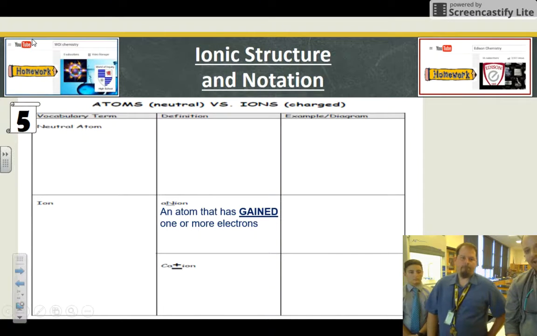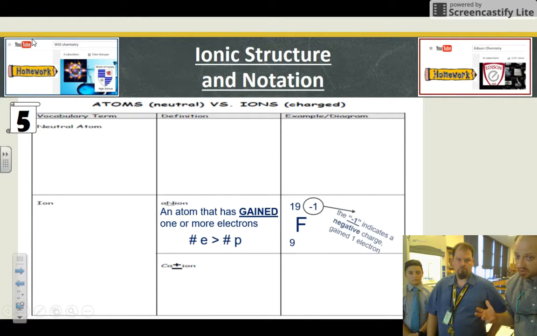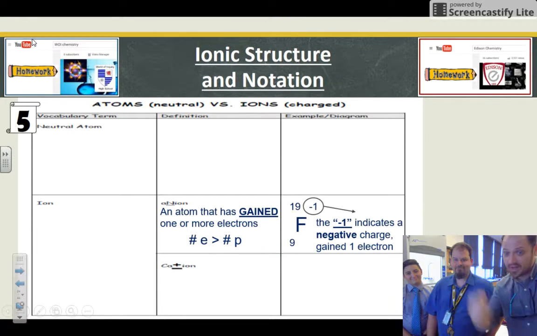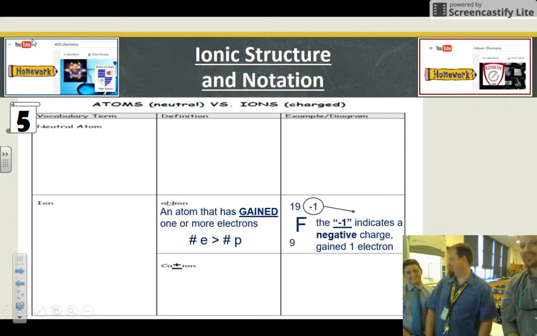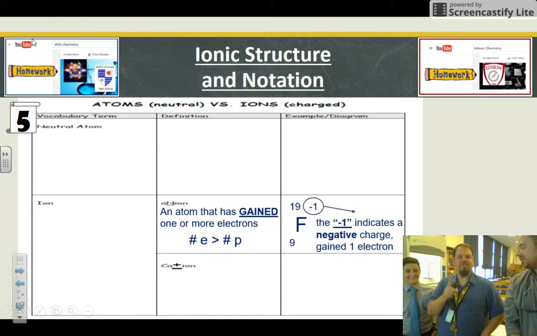So an anion is an atom that has gained one or more electrons. It's a negative ion. So the number of electrons is greater than the number of protons. And the symbol, look here, check it out. There's a number up in the top right corner now. So the -1 indicates a negative charge, meaning it has gained one electron compared to its protons. So from this picture, I can tell that we actually have 10 electrons and 9 protons. We said the charge is protons minus electrons. Don't get yourself confused. Charge is protons minus electrons.